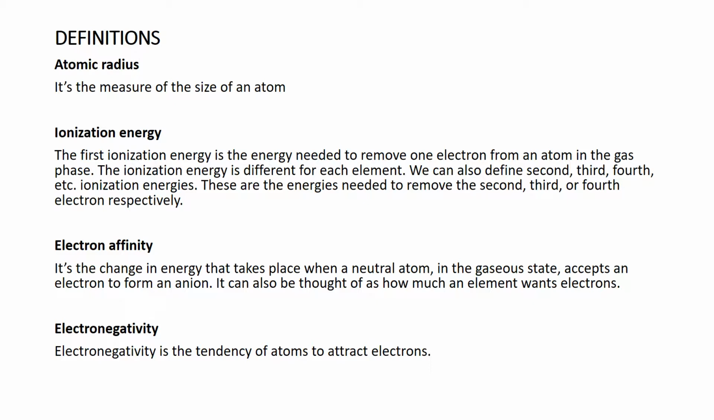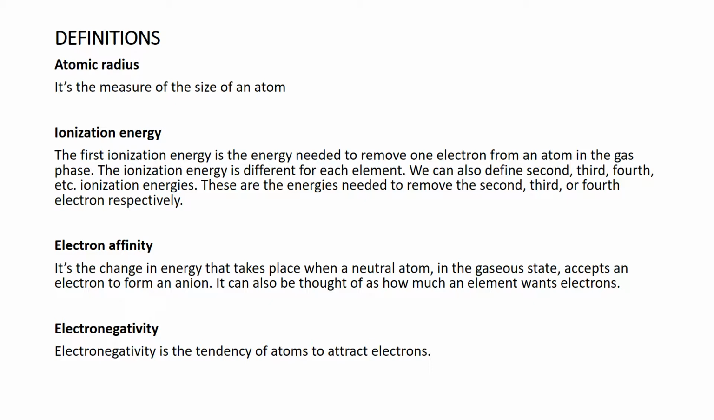Ionization energy, we have the first ionization energy, second, third, and fourth, and so on. The first ionization energy is the energy needed to remove one electron from an atom in the gas phase. So a second ionization energy will be the energy that we need to remove 2 electrons from an atom in the gas phase, and the third ionization energy will be the energy that we need to remove 3 electrons. So I think you get it now. So that's how you define ionization energy, but in the exam you just need to define the first ionization energy. You don't need to define second, third, fourth, etc.